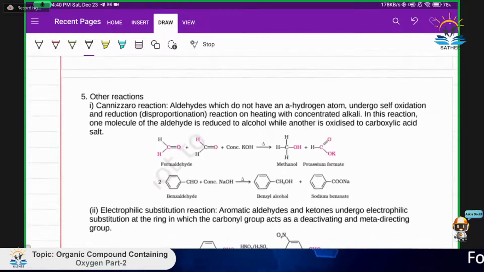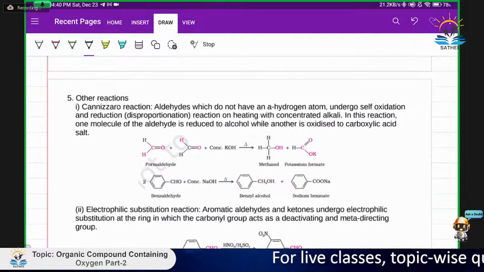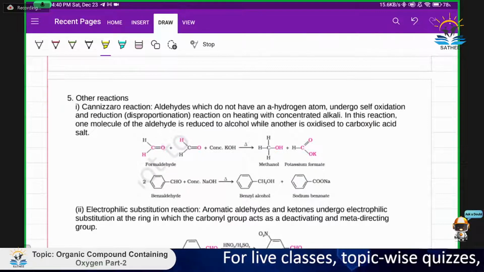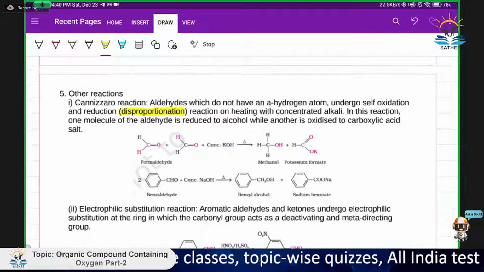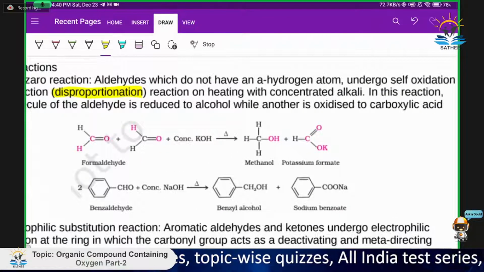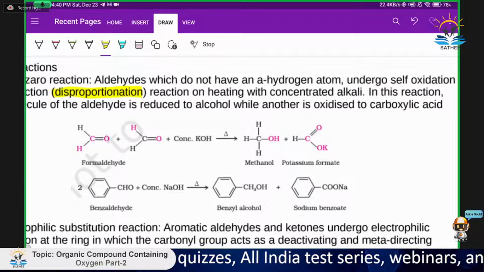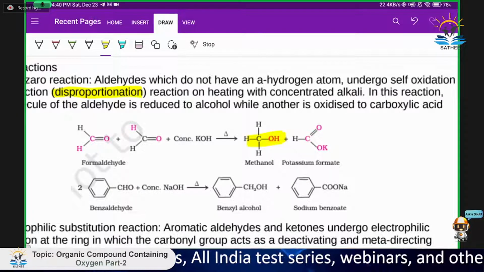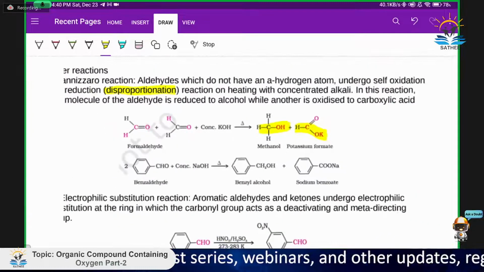Now the next reaction, Cannizzaro reaction. Aldehydes which do not have an alpha hydrogen atom, for example, formaldehyde, will undergo self-oxidation and reduction. It is known as what? Disproportionation. So this is a disproportionation reaction. So we'll get what? One aldehyde will be oxidized to acid and one will be reduced to alcohol. So we'll get methanol and potassium salt of acid. That's what is happening here.